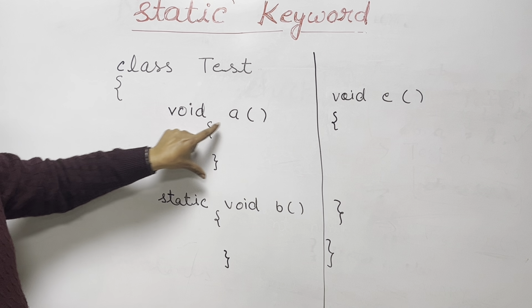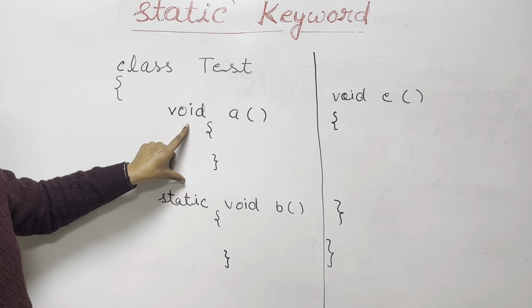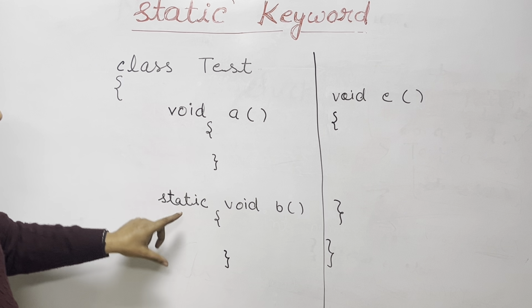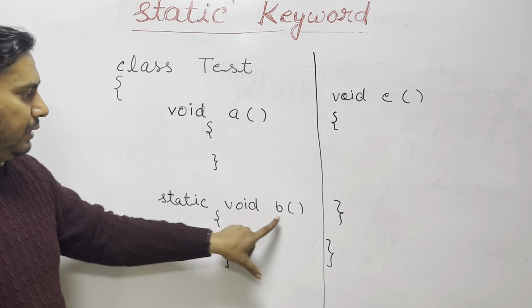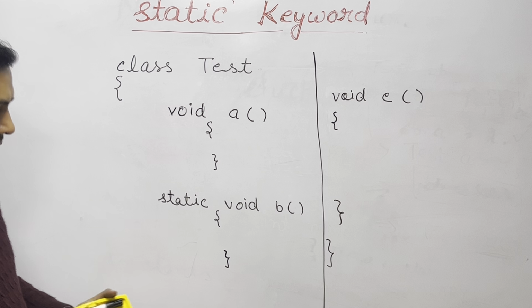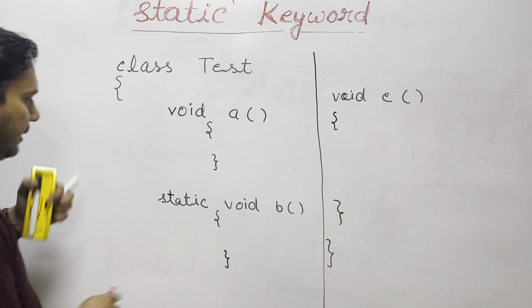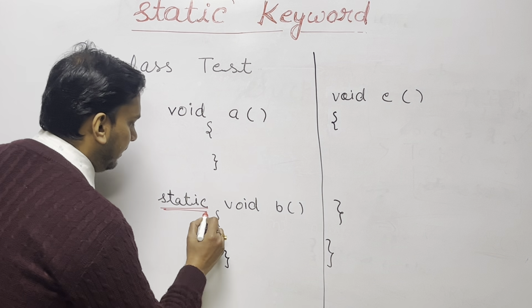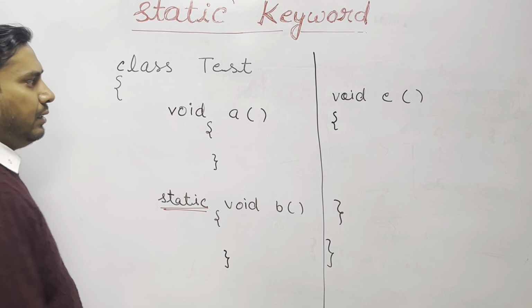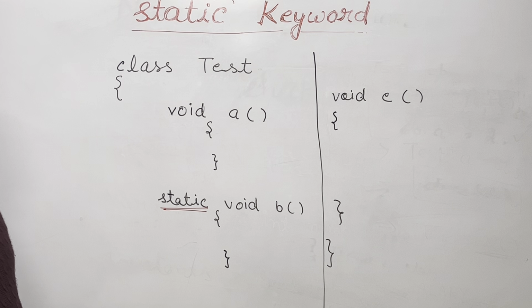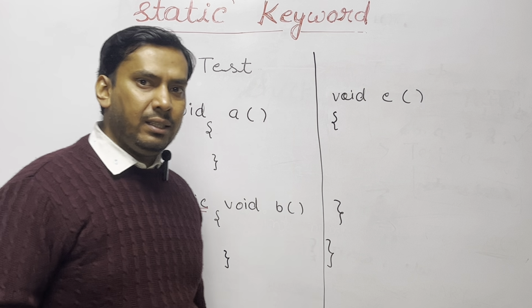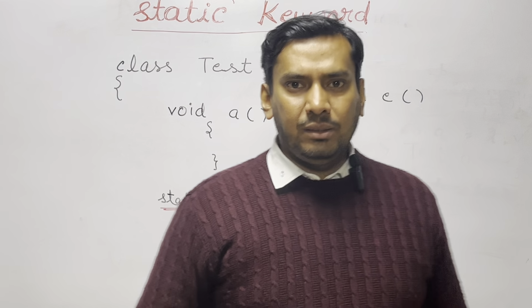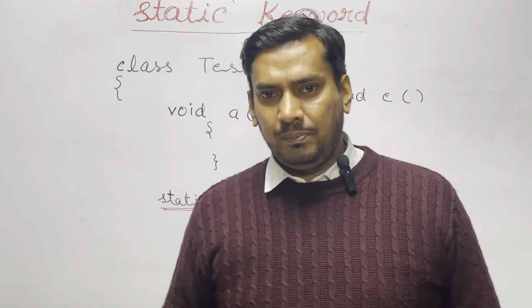Here we have a method A. It is a non-static method. The other method is void B, it is a static method. So this second method is a static method, and this one is a non-static method. So let us understand how a static method may create certain problems.